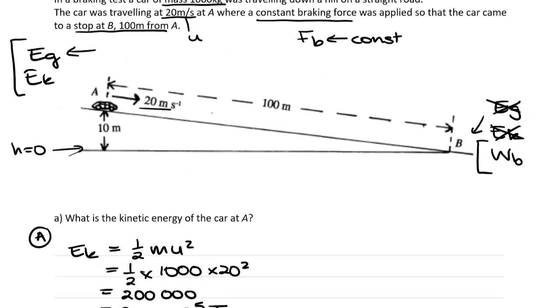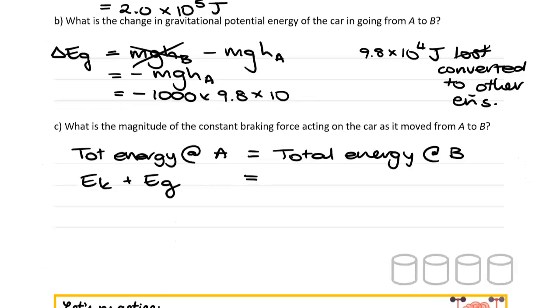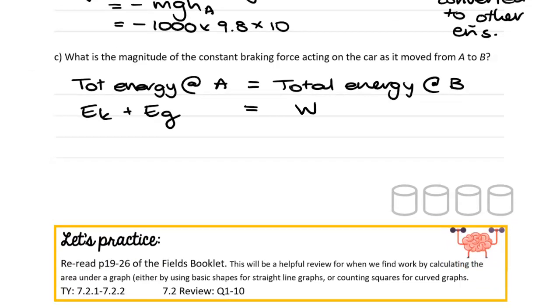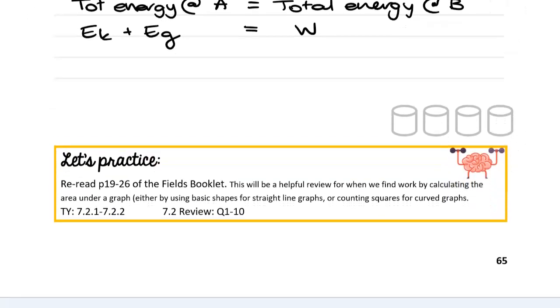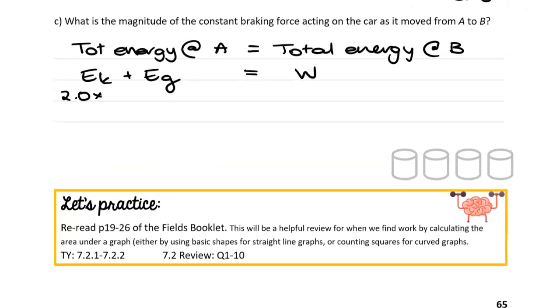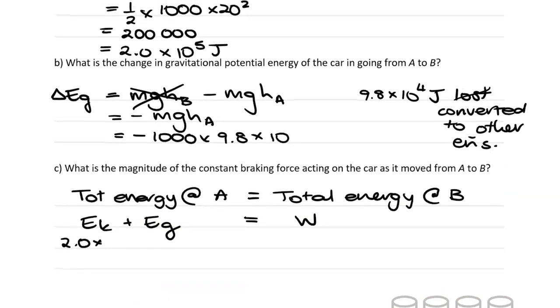Now the total energy at B, we said there's no gravitational, there's no kinetic, it must all be that work done. So if you didn't want to do this step and you wanted to go straight to the next one with half mv squared plus mgh equals work, it's a constant force, force times the displacement, you could do that. But we previously calculated these things, so I'm just going to shove in the values. So kinetic energy was 2.0 by 10 to the, I've already forgotten, 5. And the gravitational was 9.8 by 10 to the 4. Pretty confident with that. Don't think I made a calculation error, but if I have, let me know.